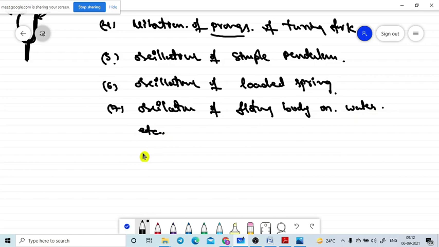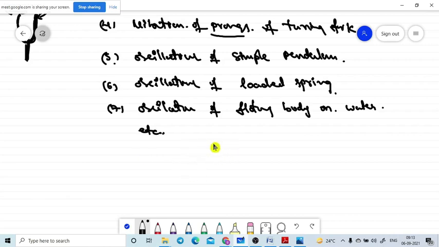What is the main property of periodic motion? The body is repeating along the same path. That is the first condition, and also the body is repeating the motion in equal intervals of time. The time period of the Earth to complete one revolution is 1 year. Like this, if you take the second pendulum.